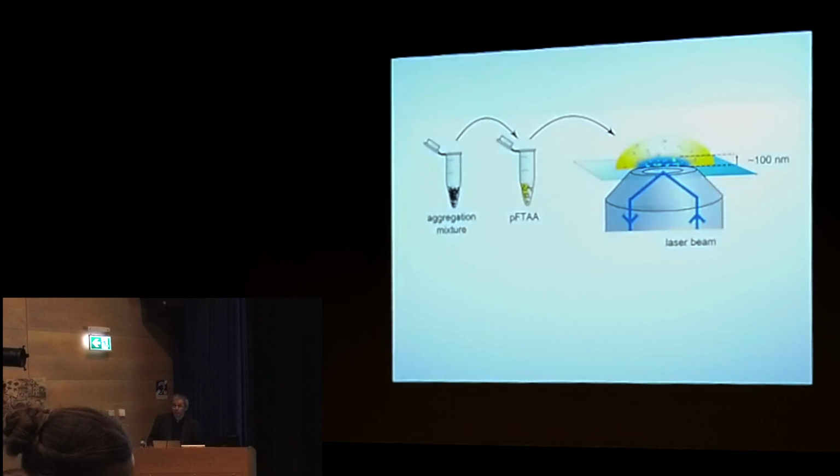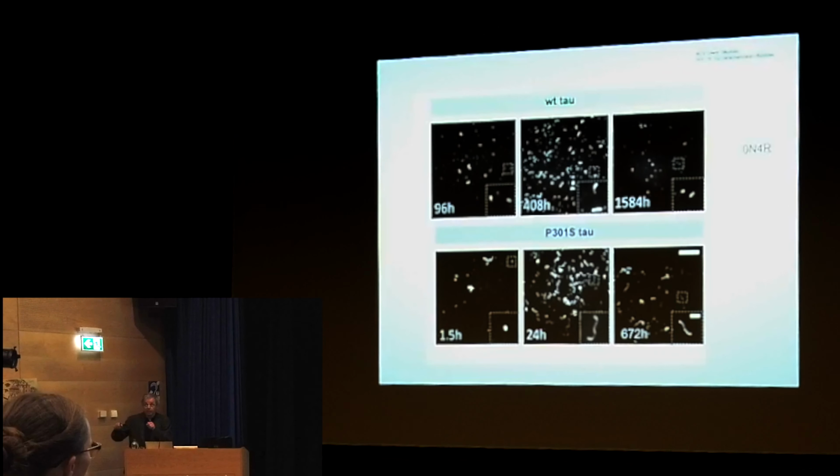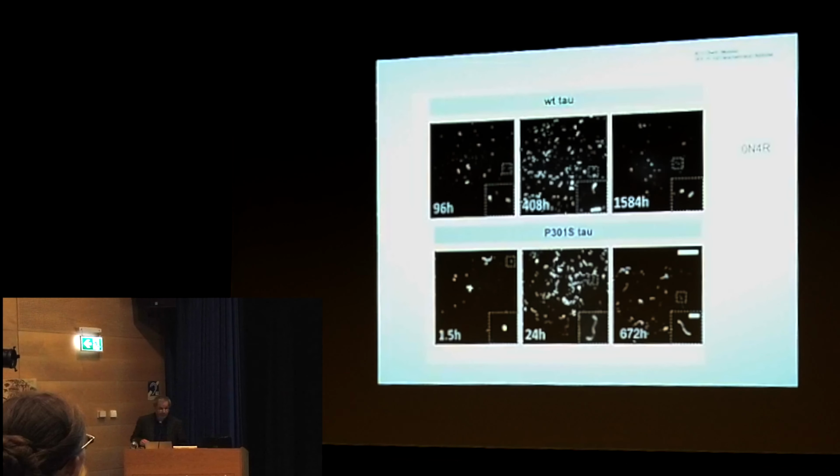We aggregated tau in the test tube and added a dye that binds to these aggregates, then imaged it using our microscope. What you see for wild-type tau after 96 hours are these little fibrils, and you can see that they grow after 408 hours, and then they actually get shorter again as we let the experiment go. What's happening is that they're now starting to fragment into smaller aggregates.